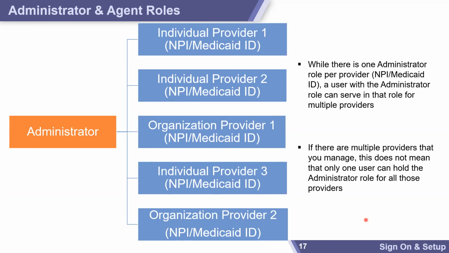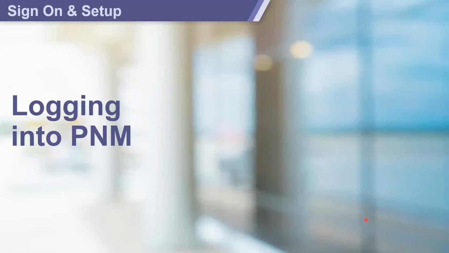I know in past trainings that we've had, there's been some discussion on the number of administrators and the number of agents and what they can do. So I hope that the visual lays that out: one administrator per NPI or Medicaid ID, but you can have multiple agents for a particular NPI or Medicaid ID, and they can complete several different tasks, and the administrator is the one in charge of those tasks that are completed. So I just wanted to clarify that relationship between the administrator and the agent. So let's now move into logging in to PNM. Now, there are going to be a couple of ways to log in.